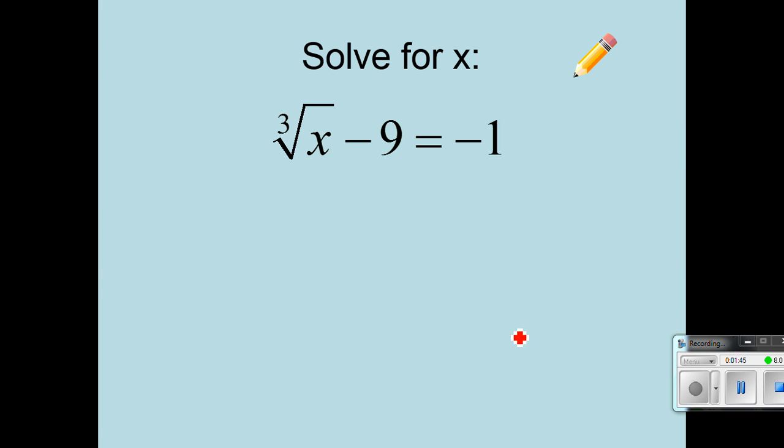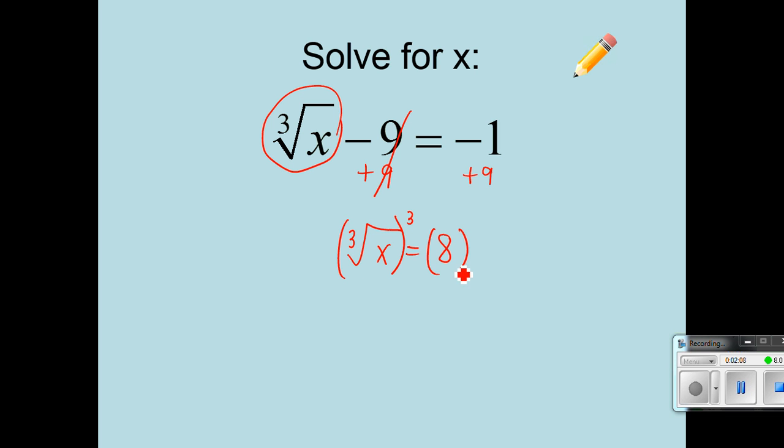All right, let's go ahead and get started with example number 1. The cube root of x minus 9 equals -1. We're going to isolate the cube root of x by adding 9 to both sides. Inverse operations cancel out. We have the cube root of x equals 8. The inverse of cube rooting is cubing, so I'm going to cube both sides.